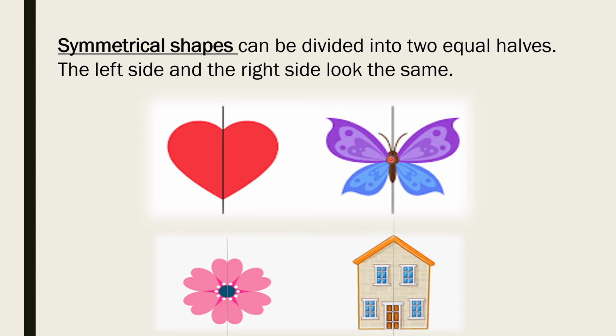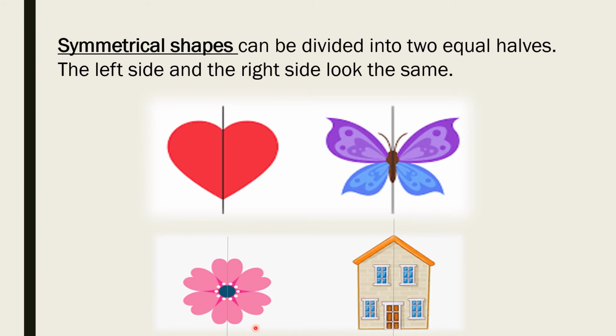Look at this butterfly. I have made a line in the center, and once I have made the line in the center, what am I noticing? I have divided the shape into two equal halves such that the left side is the same as the right side. Is the left same as the right? Yes. This means this butterfly is a symmetrical shape. It's a symmetrical object.